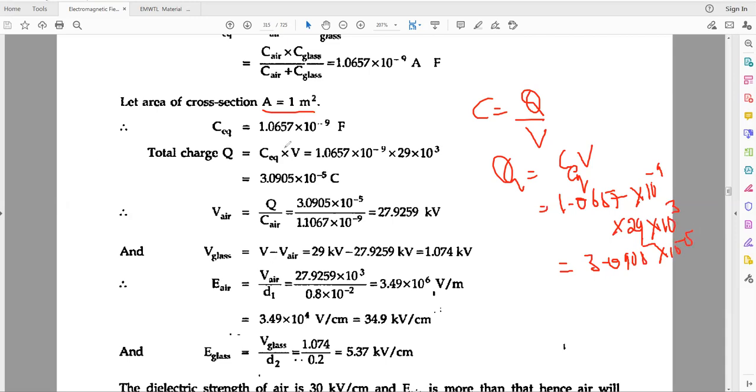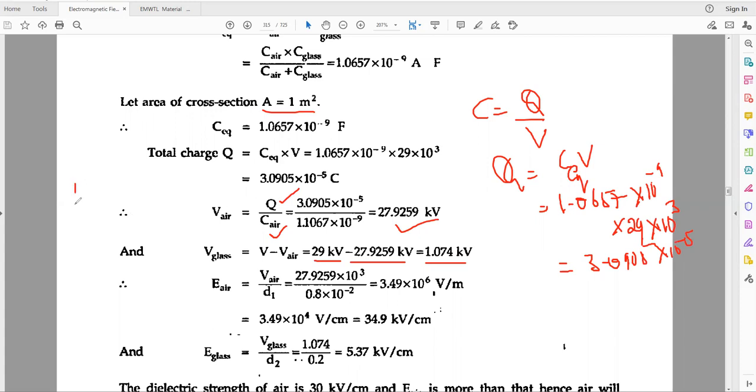Okay, my dear friends. The voltage V air is equal to Q by C air. You have the Q and the capacitance of air, and we also got the ratio between them. We get V air as 27 kV. For the glass, the total voltage V is equal to V glass plus V air, so V glass is V minus V air, 29 minus this value. We get the voltage for the glass as 1.074 kilovolts.